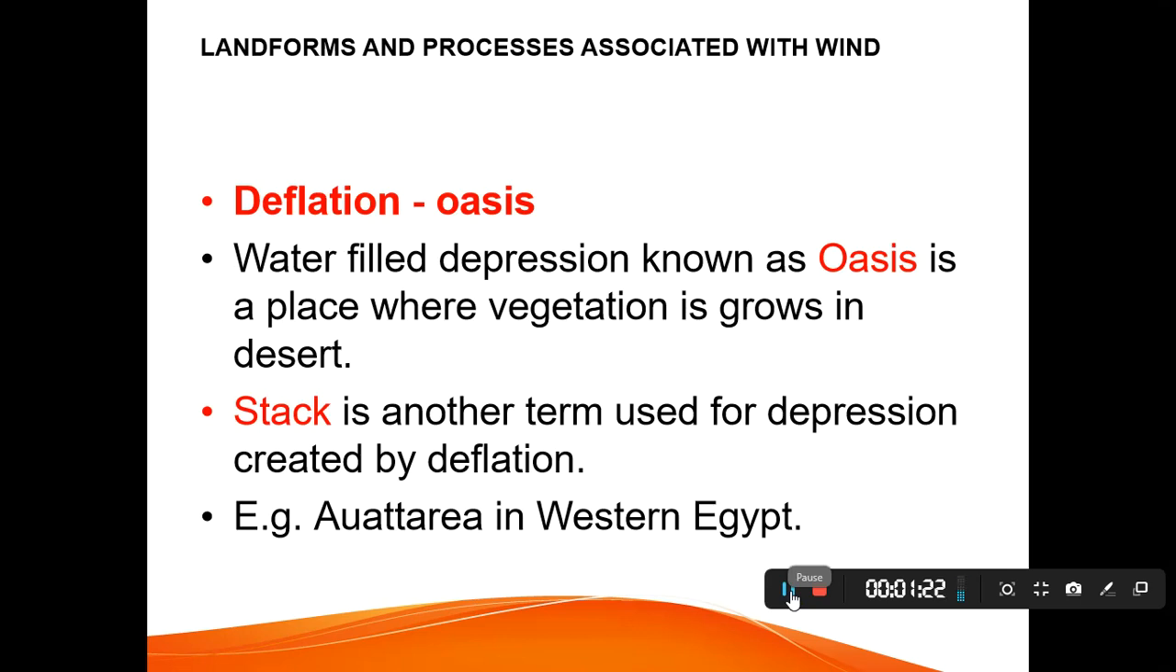Oasis and stake is another type of deflation. A water-filled depression known as an oasis is a place where vegetation grows in a desert. Stake is another term used for a depression created by deflation. Example, Qattara in Western Egypt.